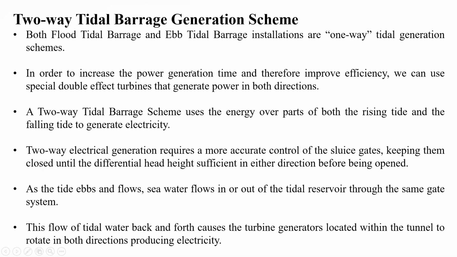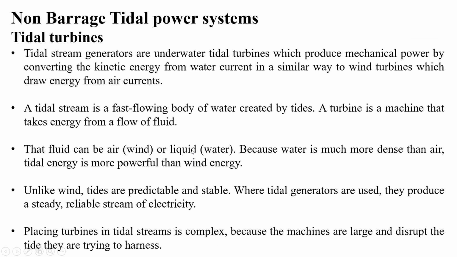So what is the combination of both? That is called two-way tidal barrage generation. Both the flood tidal barrage and the ebb tidal barrage installations are one-way tidal generation schemes. Either you flow the water from low tide to high tide, or from high tide to low tide. In order to increase the power generation and improve the efficiency, we are going to combine both, so we'll have two turbines, double effect turbines, which will operate at low pressure as well as at high pressure. A two-way tidal barrage scheme uses the energy over parts of both the rising tide and the falling tide. We will see the operation directly.